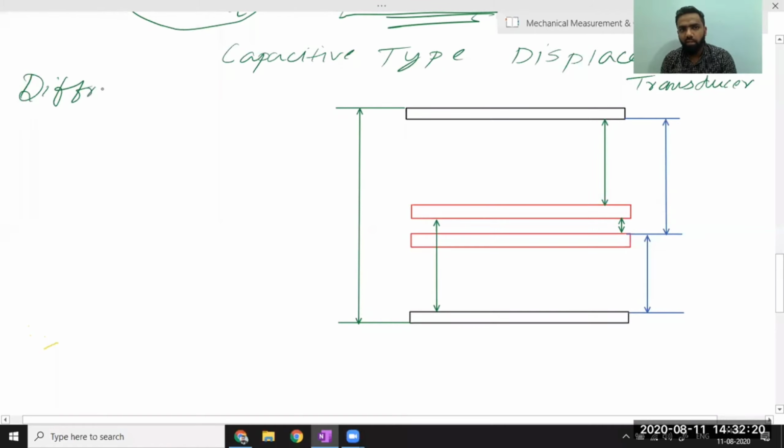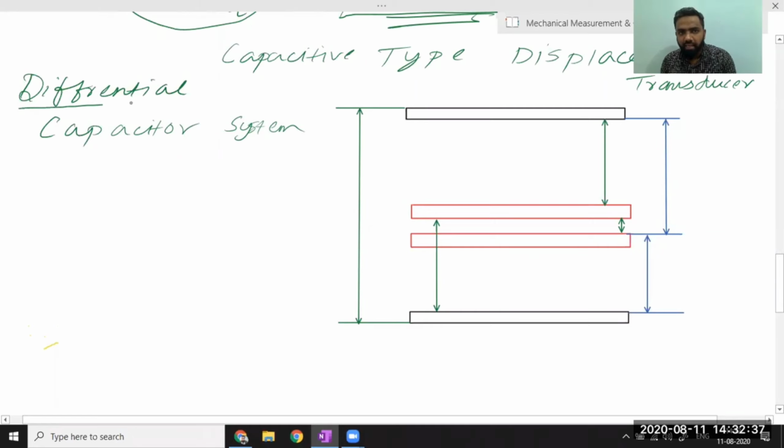Whatever I explained till now was more of a theory of capacitor that you can write in the exam. It's nice if you write it, but this is very important: the differential capacitor system. Now, what do you mean by differential capacitor system?